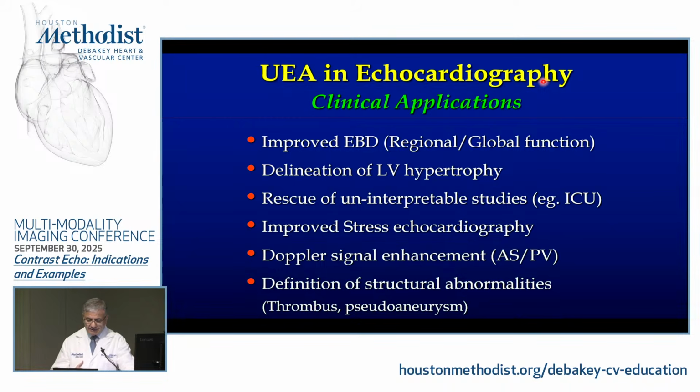Uninterpretable images in the ICUs, stress echocardiography, not per se, but it's endocardial border definition. Doppler signal enhancement on the left side, on the right side too, but on the right side, obviously, agitated saline is the cheapest one and most available. And definition of structural abnormalities. If you see better, obviously you can define it, whether I have a thrombus, I have a pseudoaneurysm, where the connection is, that can really help you.